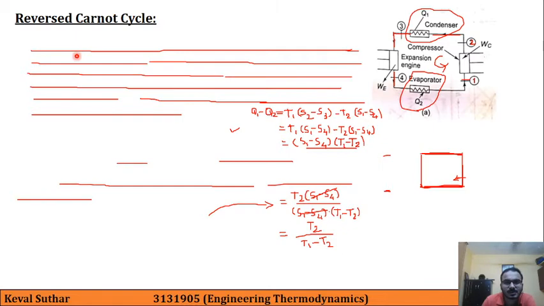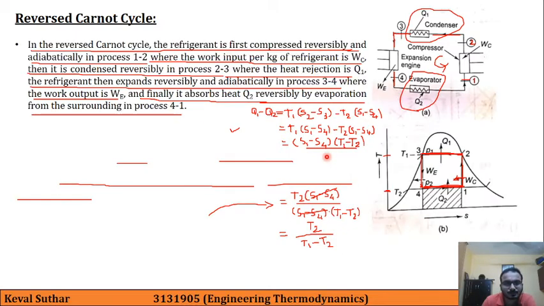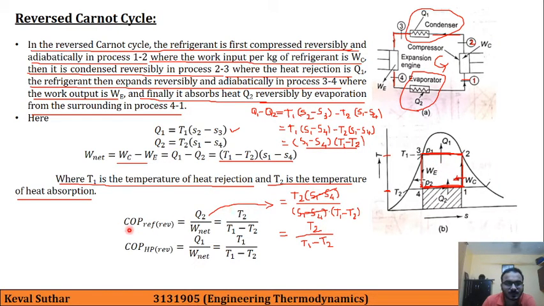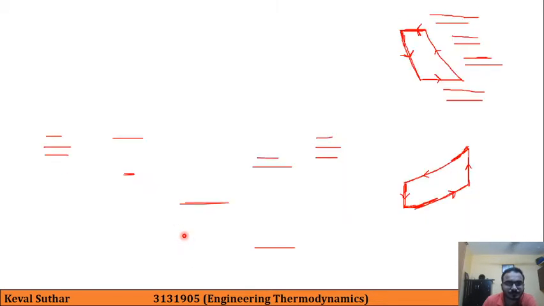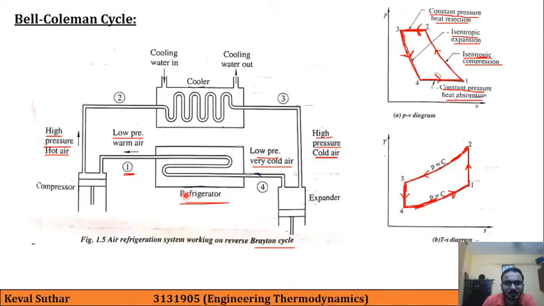The next was the reversed Carnot cycle, in which all the processes have the same nature but their direction is different, and we obtain the COP of the refrigerator and heat pump. The next was the Bell-Coleman cycle, in which the main four components are refrigerator, expander, cooler and compressor. This is also known as the reversed Brayton cycle.